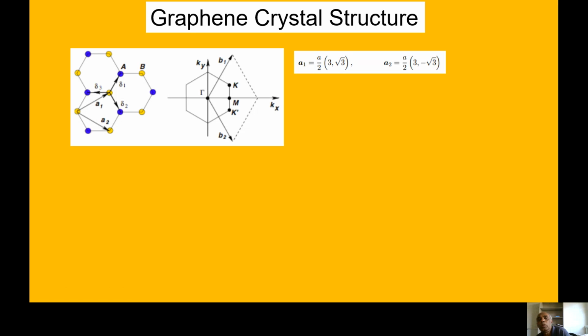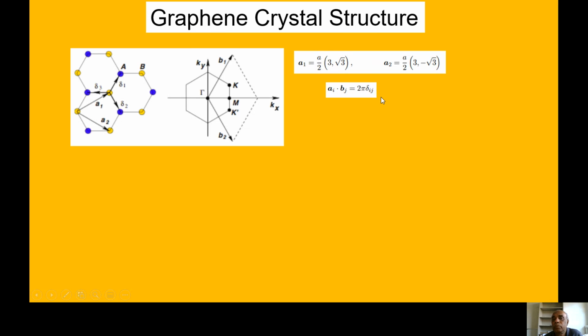Now, if I want to generate the reciprocal lattice vectors in the reciprocal space kx and ky, I need to calculate the reciprocal space unit vectors. We call them b1 and b2. We know they satisfy this equation: ai dot bj is 2 pi times delta ij. That's the Kronecker delta. That means a1 dot b1 is 2 pi, a2 dot b2 is 2 pi, but a1 dot b2 is 0, or a2 dot b1 is 0.